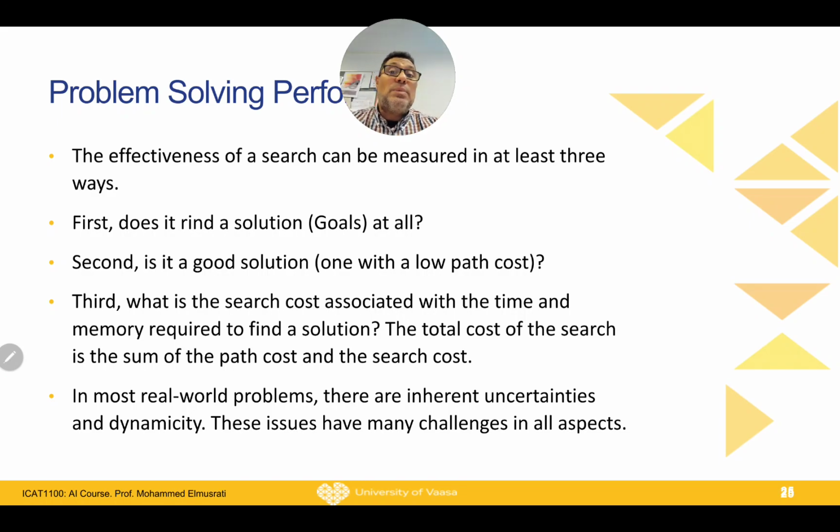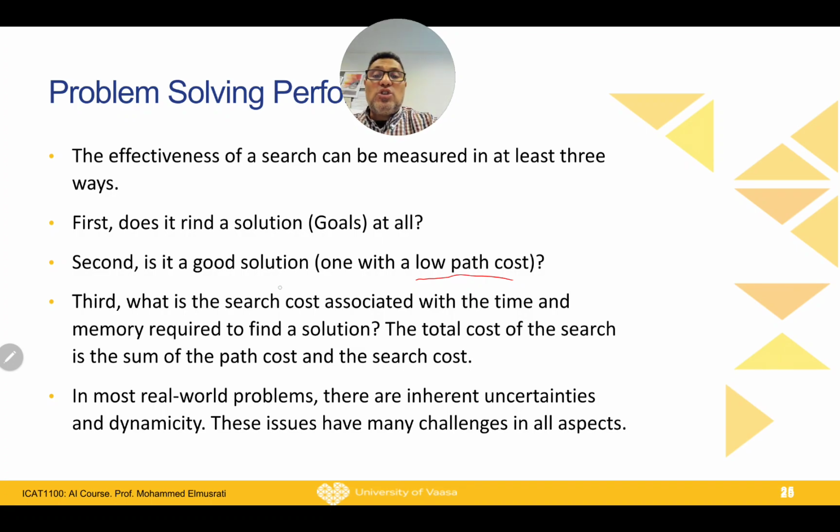You know, some problems, based on the initial state, as we will see later, might not lead to any solution. So in that case, you just lose your time searching for something that does not exist. Okay. Then, once we answer this, is it a good solution? As I said, that is based on low path cost, or the value of the solution being good.